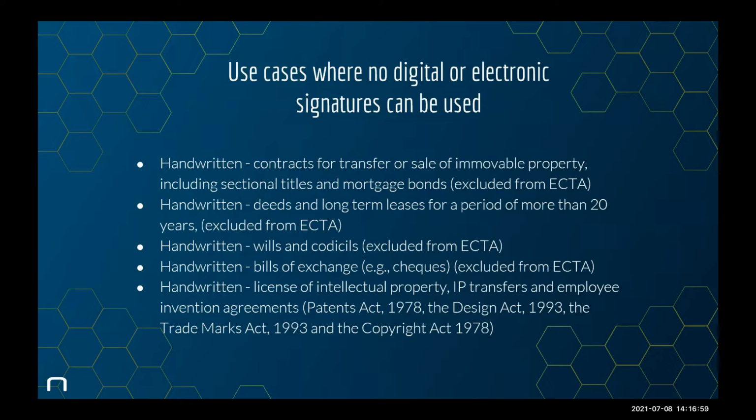Now, in this case, we're looking at documents such as handwritten contracts for the transfer or sale of immovable property, including sectional titles and mortgage bonds, deeds and long-term leases for a period of more than 20 years. Then we also have wills and codicils, bills of exchange, and the licensing of intellectual property information, intellectual property transfers, and employee invention agreements. You can even see the acts that we're referring to here are from 1978, 1993, etc., long before digital electronic signatures actually existed.